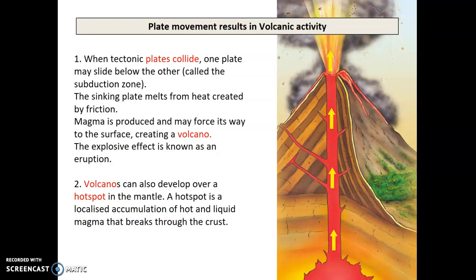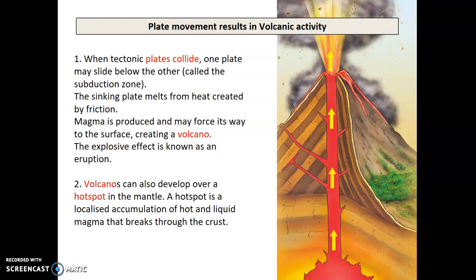And where they come together, you can have several types of boundaries. They can either collide head-on and then you get mountains, or they can slide past each other, or they can move away from each other, or one can sink under the other. And that's what's called a subduction zone.